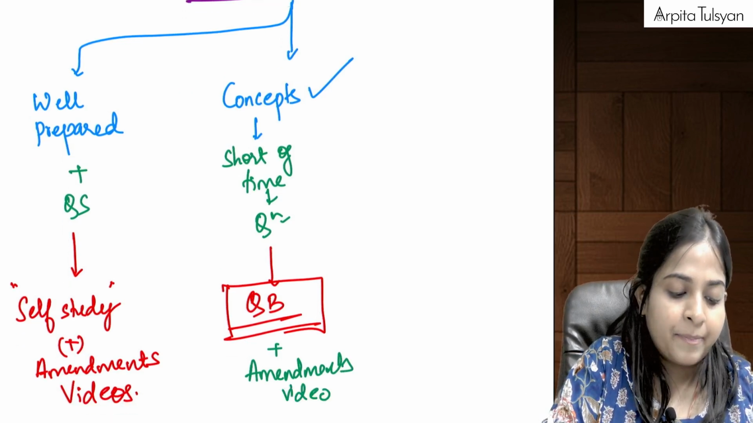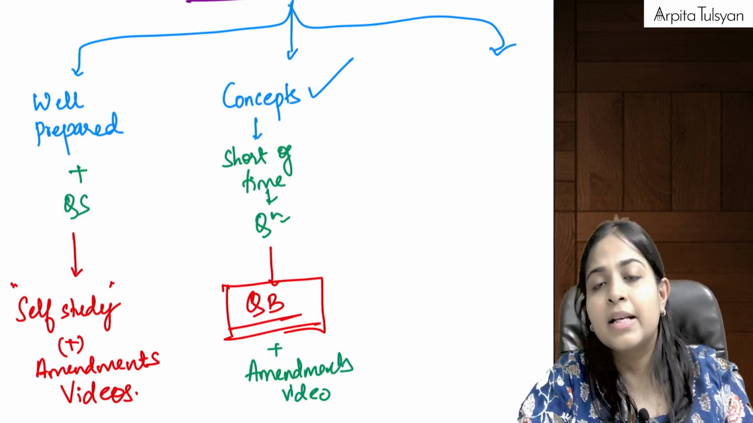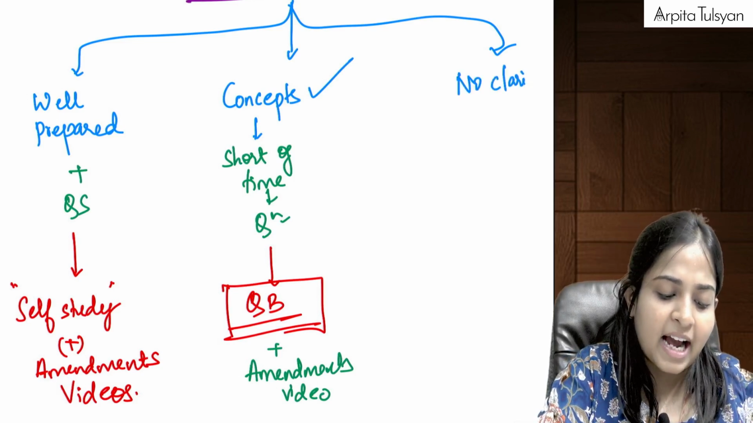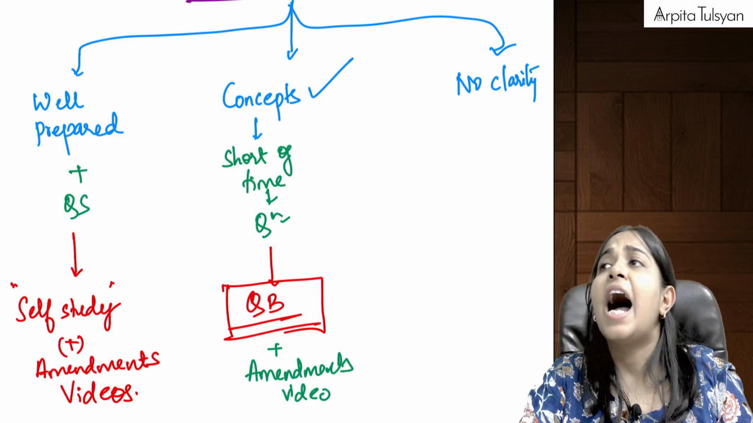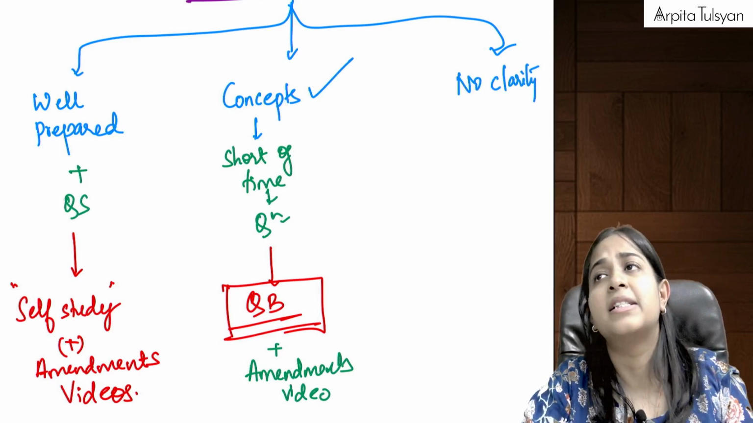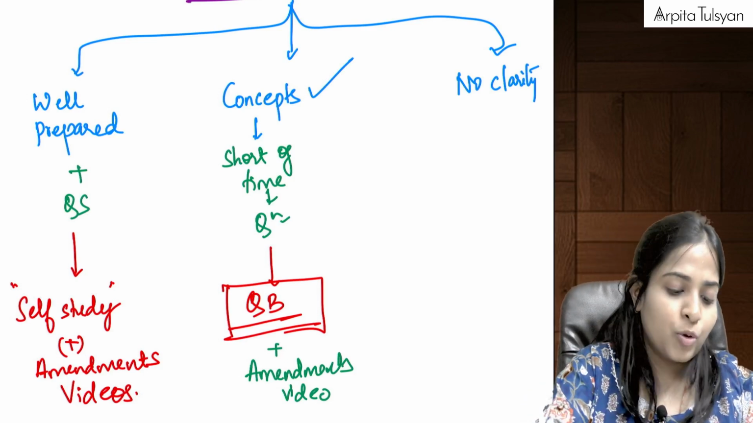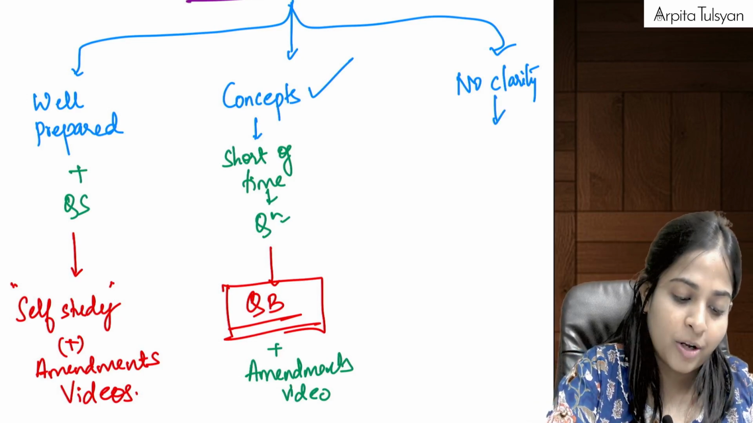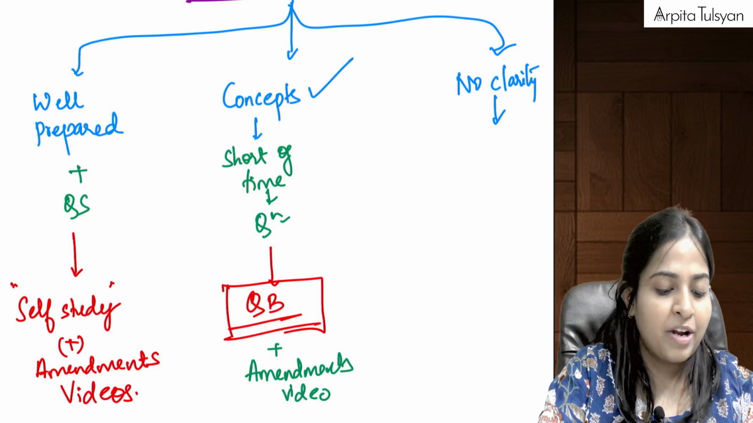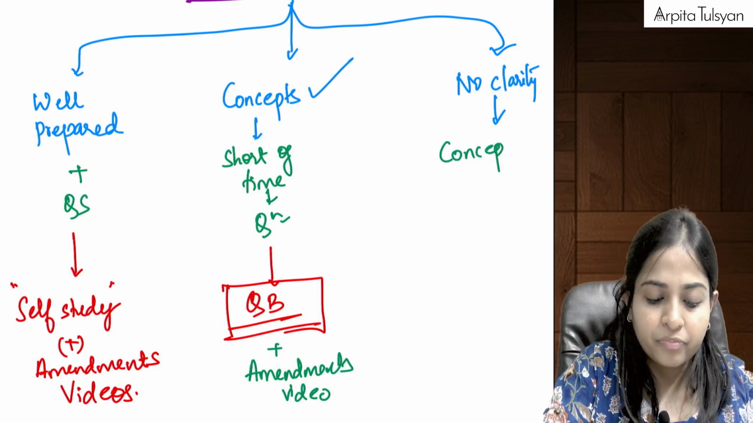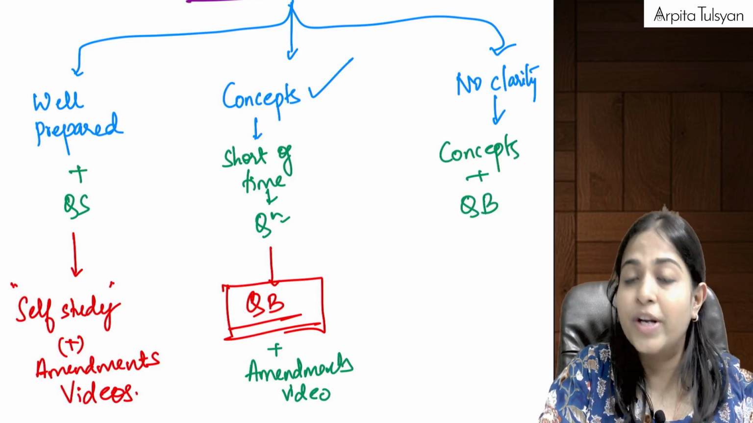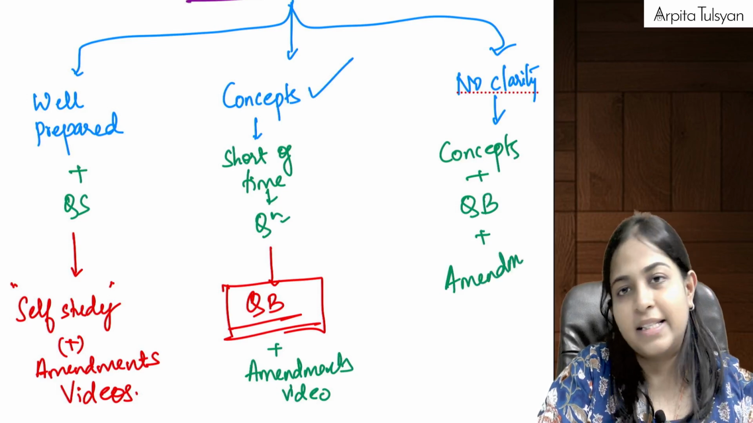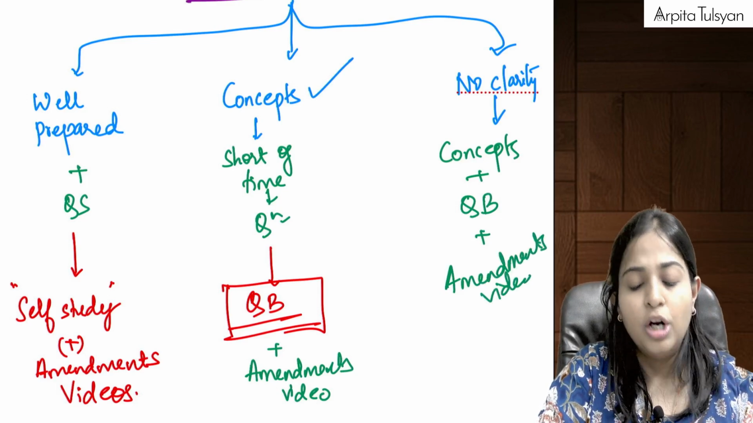And lastly, suppose you realize, ma'am, I did not have clarity, I could not correlate the chapters, I did not have sufficient time towards the end, or any other reason. In that case, this was our problem. Now the solution to this is that we have to do the concepts also, plus we need to do the question bank also. Ma'am, what about the amendments this time? Yes, definitely we need to do the amendments also.